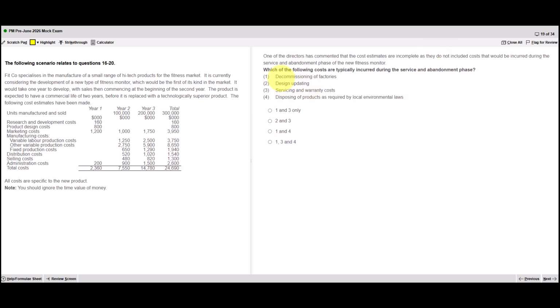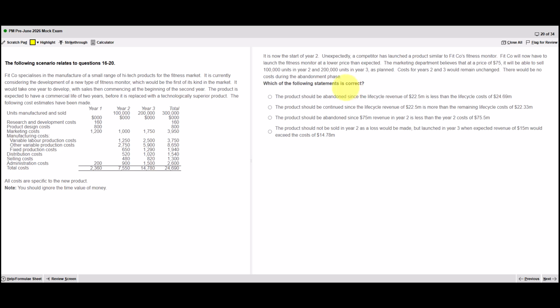On to 19. Which of the following costs are typically incurred during the service and abandonment phase? 1, decommission of factories. That is during the abandonment phase. So 1 is correct, which means the top one or one of these is correct. Design updating. Design happens right at the beginning, so not during service and not during abandonment. So it's not 2, which means it's one of these bottom 2. Servicing and warranty costs. That would happen during the service phase. And disposing of products as required would happen at abandonment, or maybe even a bit during service. So 1, 3, 4 is the correct answer.